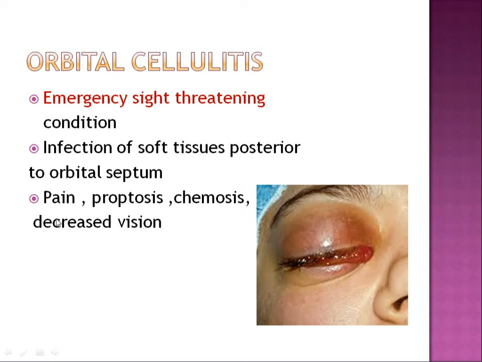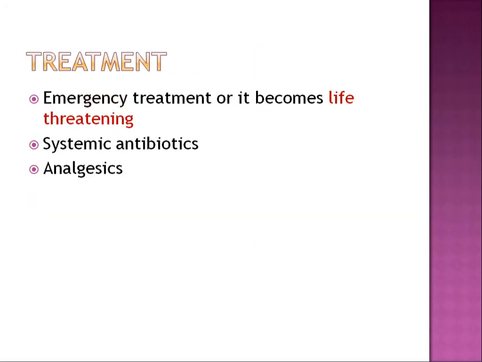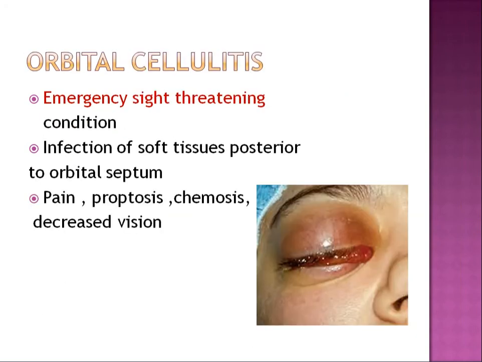So the patient comes to you with a lot of pain. When so much inflammation is present, there is no space, so all this tightening will cause a lot of pain. There will be proptosis, there is chemosis, and definitely there is decreased vision. So what are you supposed to do in this particular scenario? As we said, it is an emergency, so you have to treat it like an emergency. Because if you don't, not only will the patient lose his vision, there is a chance that the patient might lose his life.